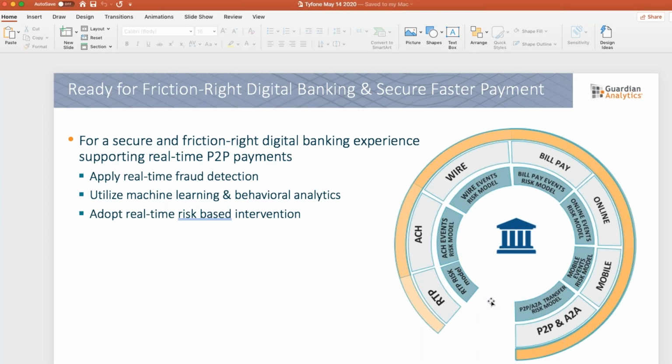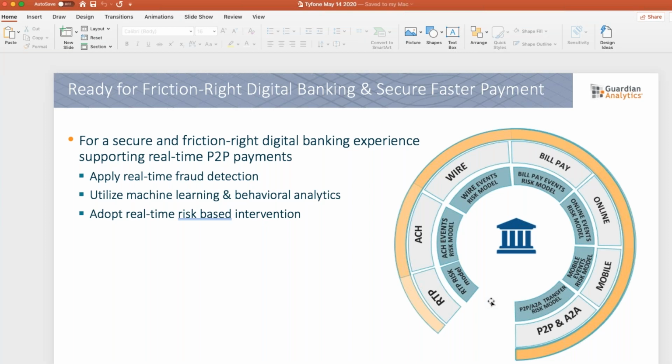And then also adopting real-time risk-based intervention, so that you have automation in place to deter the fraudster when suspicious activity happens, especially involving payment transfers. And this buys the fraud operation team time for a manual review as a secondary checkpoint. And those can be applied across the board, regardless of whether it's bill pay, online, mobile, P2P, ACH, wire, ACH, and RTP.